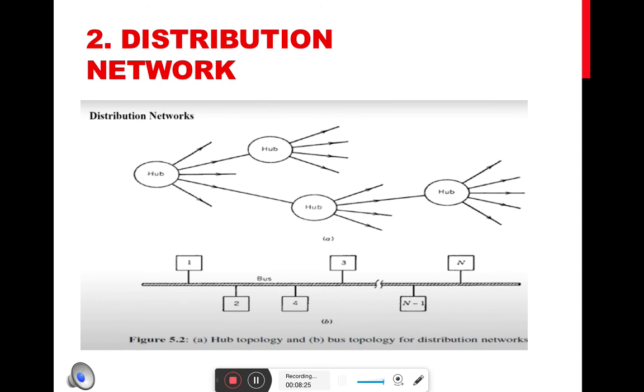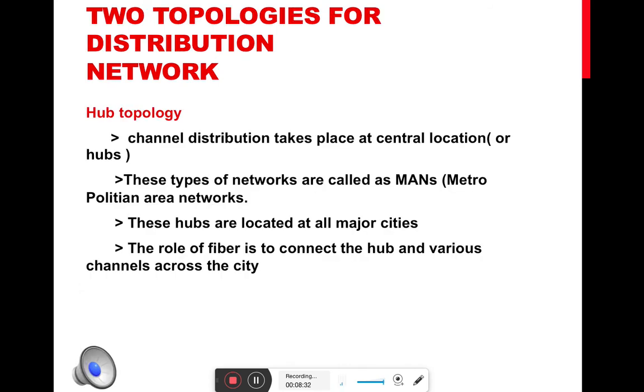The different topologies used in a distribution network are hub topology and bus topology. In the hub topology, we have a central hub, and from the central hub we route the signal to different channels of the subscribers. The other name for hub topology is metropolitan area network. Why this name? Because we place hubs across all the metro cities, and from these hubs we transmit data to all the channels across the city.